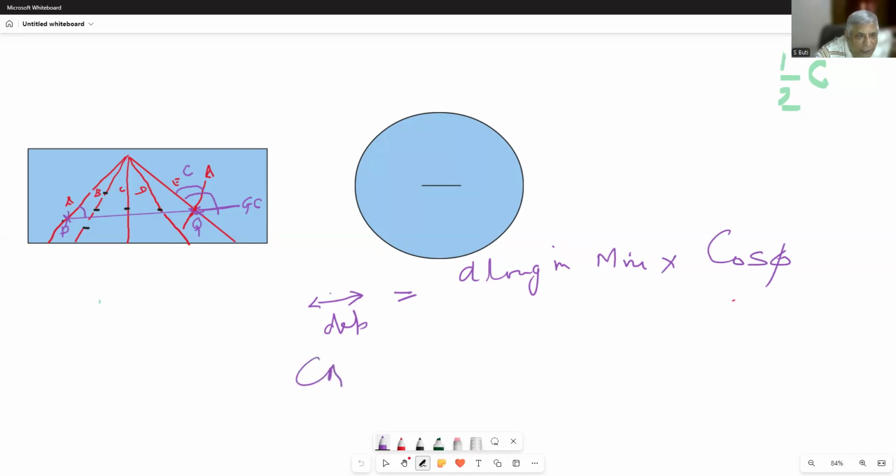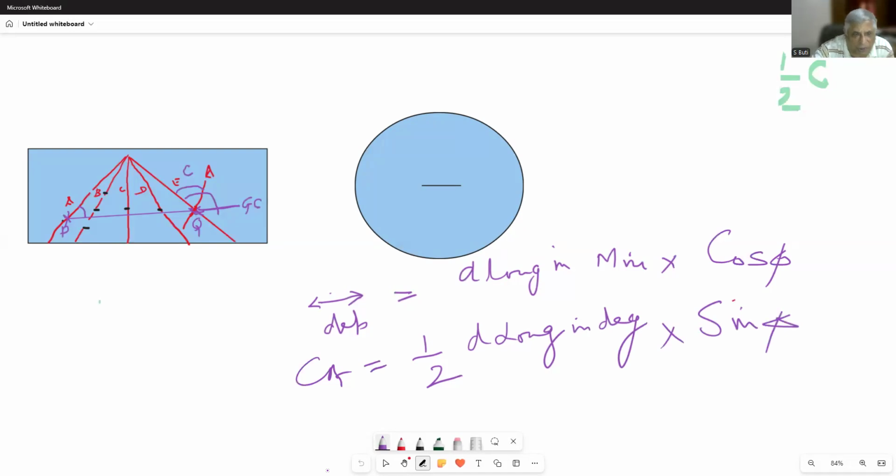Whereas conversion angle is half of convergency, it's an angle. So we will take dlong in degrees now and multiplied by sine of the latitude. This is where people make mistakes. Remember, it's an angle. So this also, dlong will also be an angle. Here, this is a distance. And so we will take dlong in minutes.